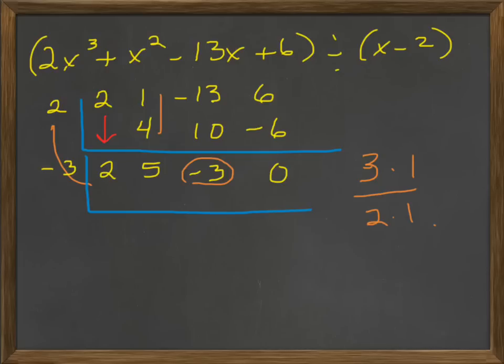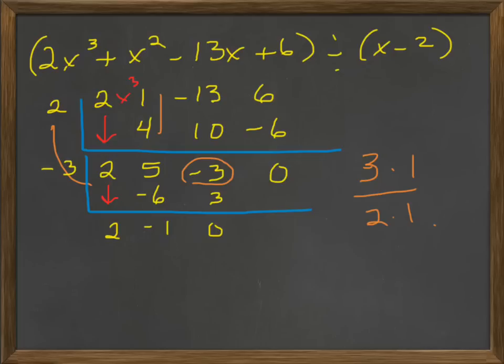And I'm going to go ahead and do my synthetic division one more time. So I'm going to bring down my 2. 2 times -3 is -6. 5 and -6 is -1. 1 times -3 is +3, which gives me another 0. This tells me that x plus 3 is also a factor.